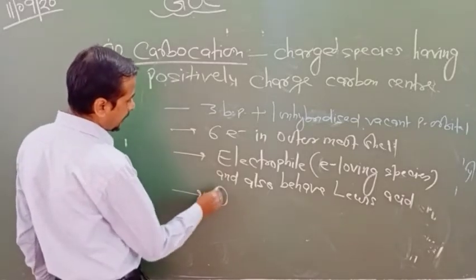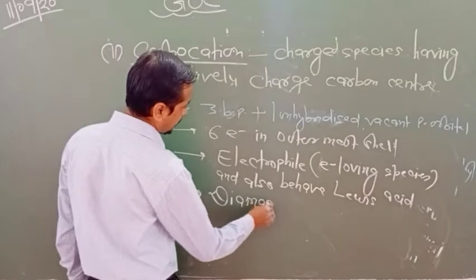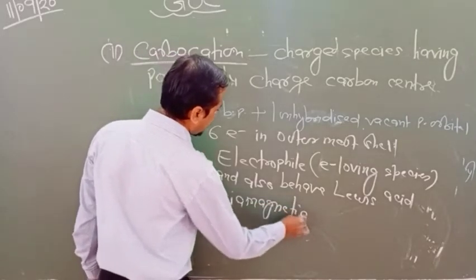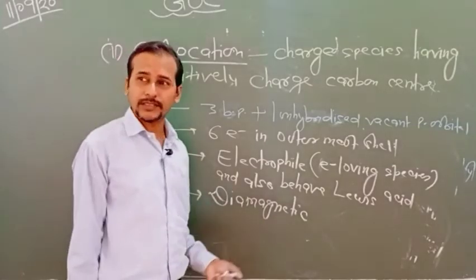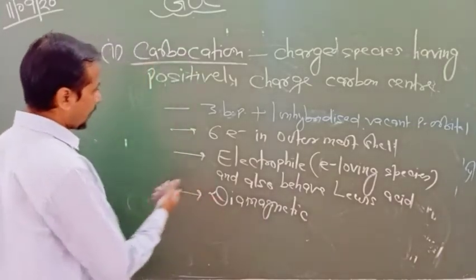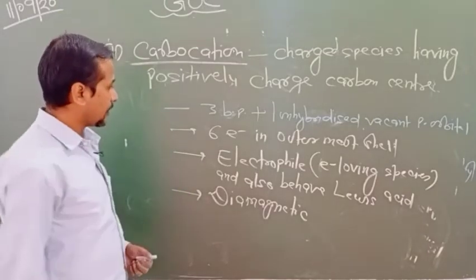Now this is diamagnetic because all electrons are paired. Diamagnetic due to pairing of electrons. Due to the presence of paired electrons, they are known as diamagnetic. So these are some basic properties related to the carbocation.